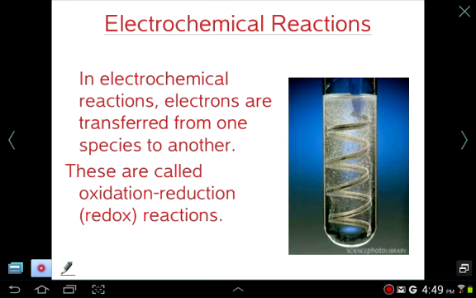So a famous example of this is what you see on the right here. This is just a ribbon of magnesium immersed into an acid, most likely hydrochloric acid, and these bubbles that you see being formed are actually hydrogen gas. Two electrons actually go from the magnesium to the hydrogen in hydrochloric acid, and as those electrons are transferred, hydrogen is liberated.